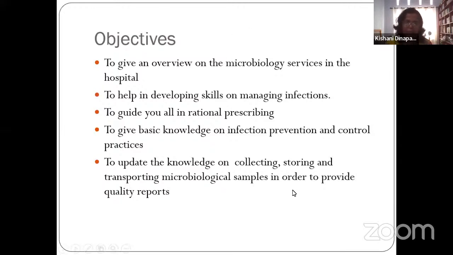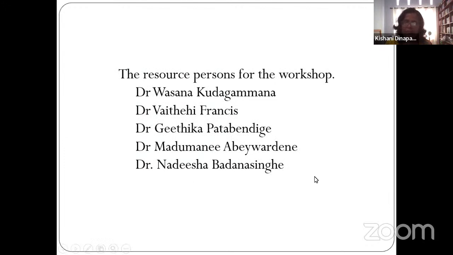So the resource persons for the workshop today would be myself, Dr. Vasana Kudagammana, Dr. Vaidehi Francis, Dr. Geetika Patabendige, Dr. Madhumani Abhivadana, and Dr. Nadesha Badanasinghe. All of them would be talking to you regarding sepsis, antibiotics, allergies, which is a very hot topic these days regarding usage of antibiotics, and collection and transport of specimens. The list goes on.